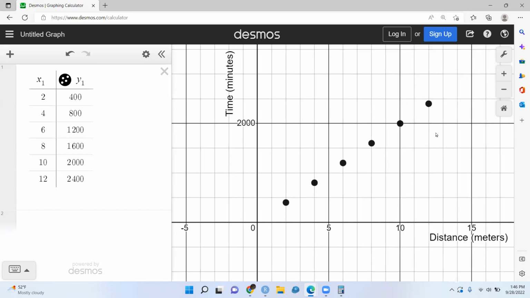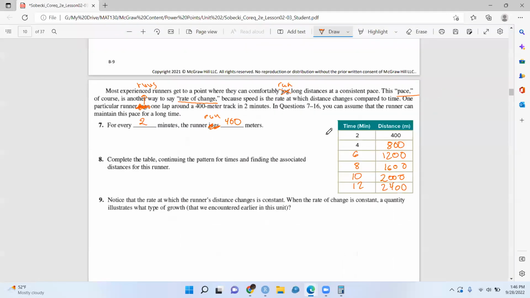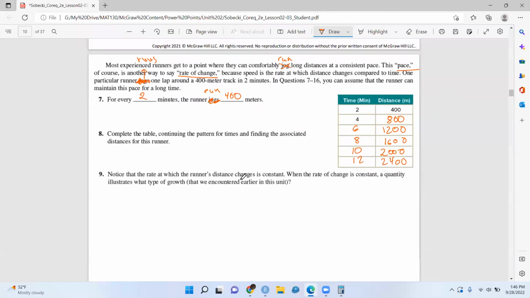Note that looks super linear, right? It looks like all of the values are on the line. All of these points are on a single line. Okay, so notice that the rate at which the runner's distance changes is constant. When the rate of change is constant, a quantity illustrates what type of growth?